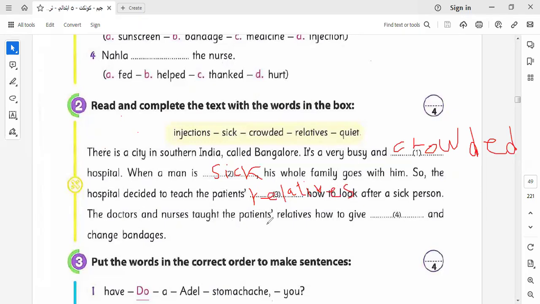The doctors and nurses told the patients' relatives how to give injections and change bandages. Injections. Let's go to another question here.